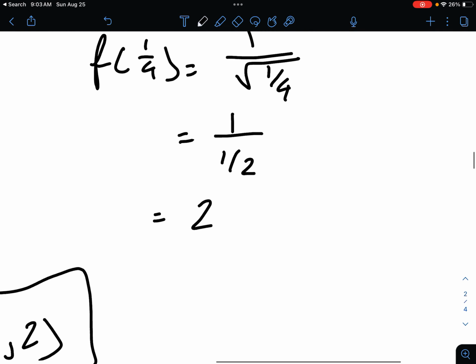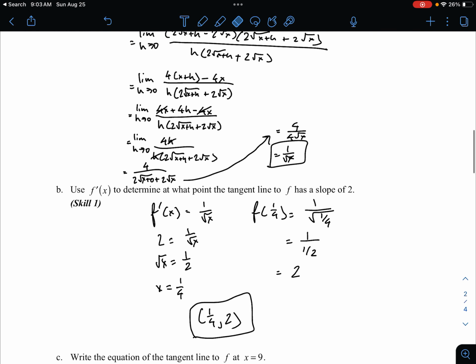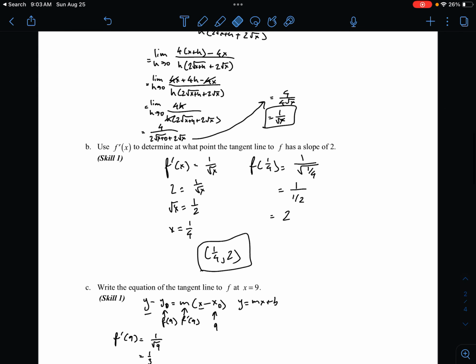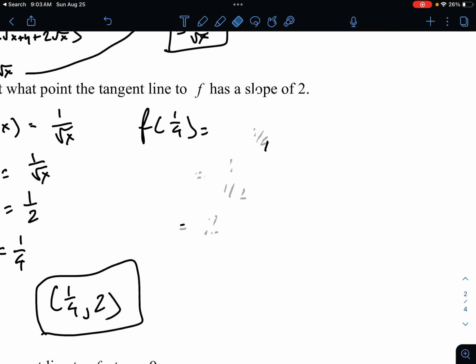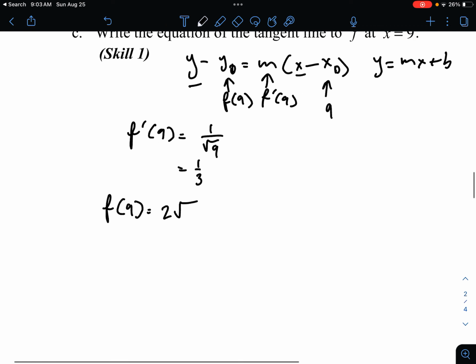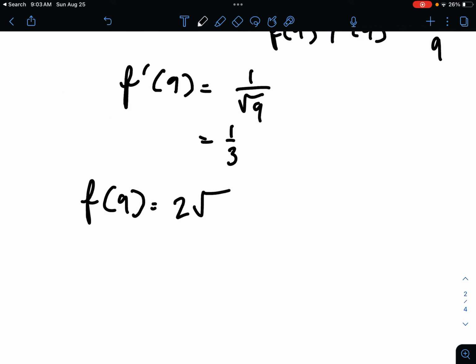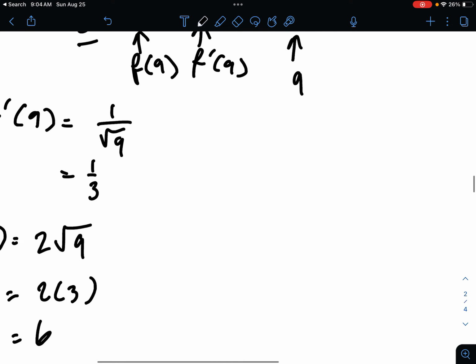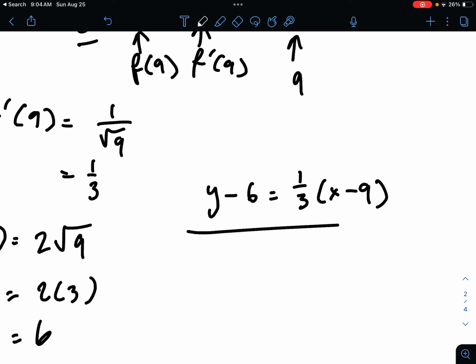I just realized, hopefully you caught my mistake. We're using the wrong function. f of x is 2 root x. So in here, I would get 2 root 1/4, which should equal 2 times 1/2, which is equal to 1. Excuse me, I'm sorry about that. I'll be better tomorrow, I promise. f of 9 is going to equal 2 root 9, which is equal to 2 times 3, which is going to equal 6. So then I could just write simply y minus 6 equals 1/3 times x minus 9.